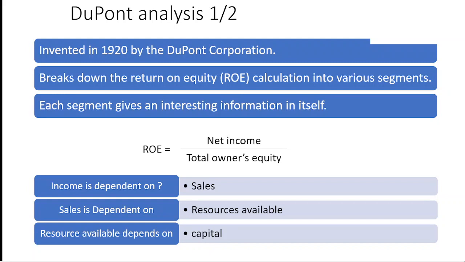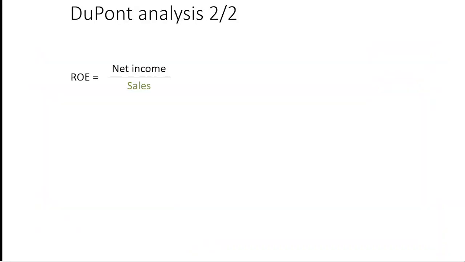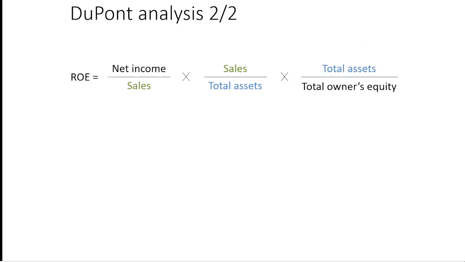One is whether we are able to make money out of the sales, whether we are able to make sales out of our resources, whether we are able to generate more resources out of our capital. So there are three things. One is net income over sales, sales over total assets, and total assets over total equity, means the capital. Net income over sales is called net margin. Sales over total assets is called asset turnover ratio, and total assets over total owner equity is called equity multiplier.